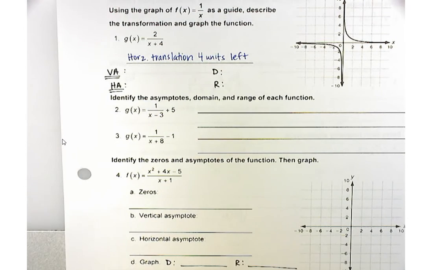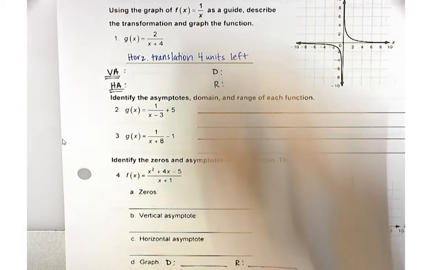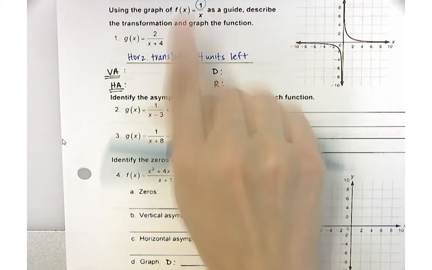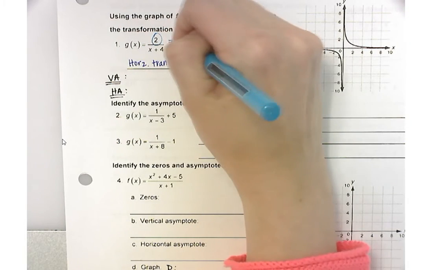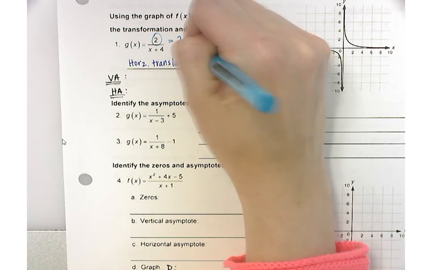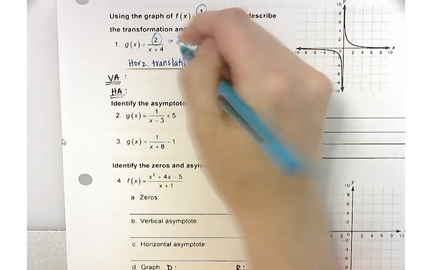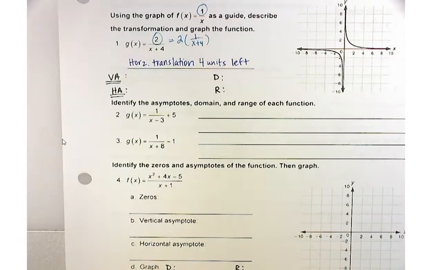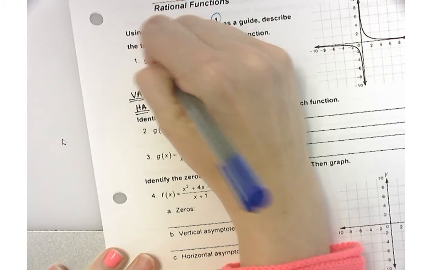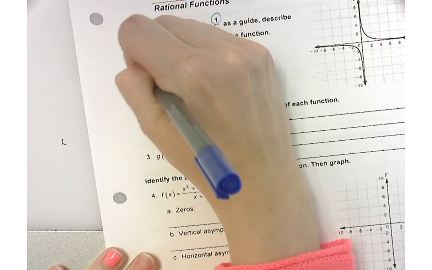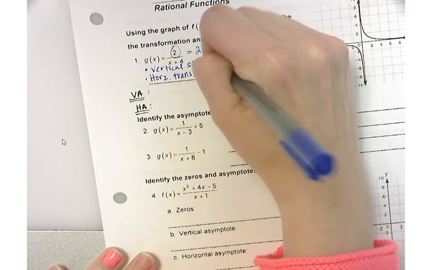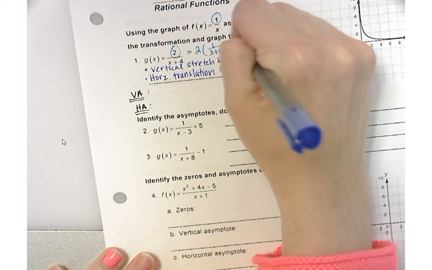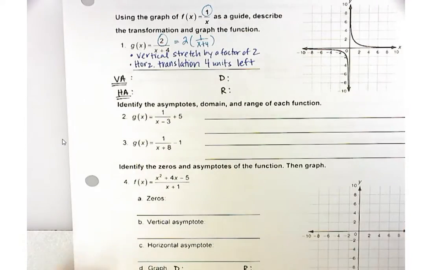But you have to think of this. Now, we're going from a 1 as the numerator to the 2, which is like 2 times 1 over x plus 4. So that 2 means that you have a vertical stretch by a factor of 2. So you should have these two things: vertical stretch by a factor of 2. Those are the two transformations.